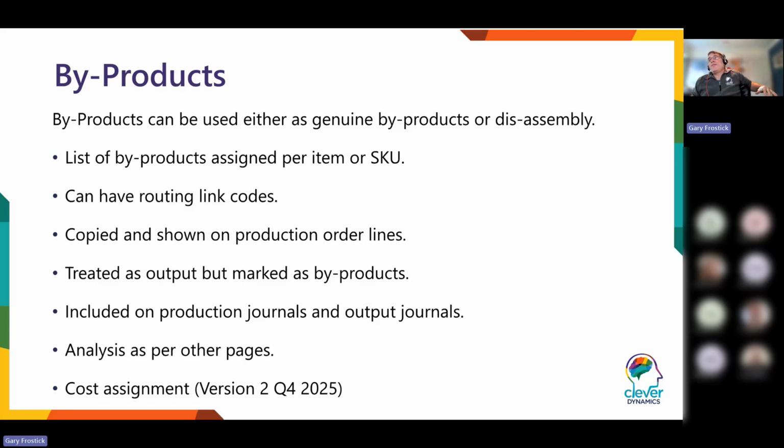And in the next version of Manufacturing Plus, due at the end of the year, we've got a big costing module, so that when you're doing things like disassembly, you can assign a proportion of the input cost to the various byproducts.